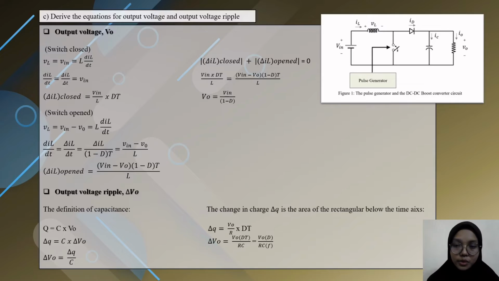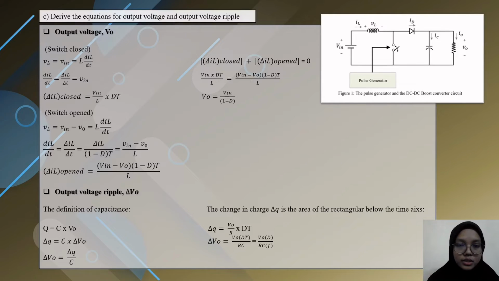The last content of the pre-project is to derive the equations for output voltage and output voltage ripple. The output voltage, VO, has two conditions for the switch, closed and open. For the switch closed condition, VL equals Vin equals L multiplied by dIL over dt. So dIL over dt equals change in IL over change in T equals Vin over L. So we get the last equation: Vin over L multiplied by DT.